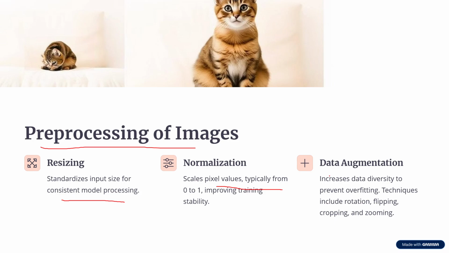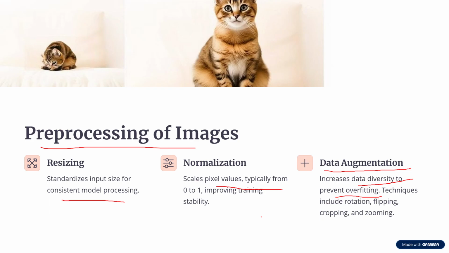The next one is data augmentation. It rotates, flips, or crops the image. Flipping goes from vertical to horizontal or horizontal to vertical, and we can increase the data diversity to prevent overfitting. So preprocessing helps standardize and improve training by simulating more diverse data. One real world example is self-driving cars: a CNN might learn to detect pedestrians from various angles using augmented images.